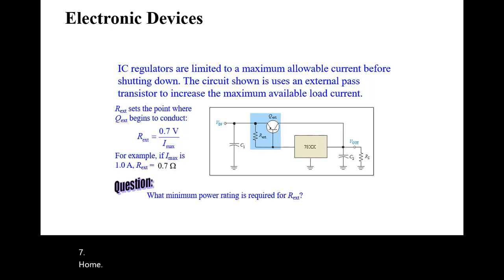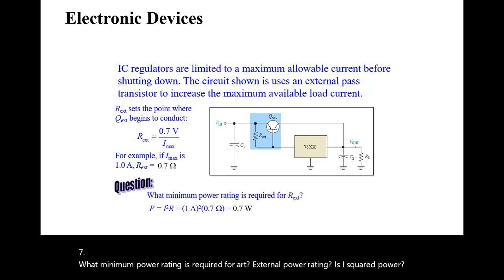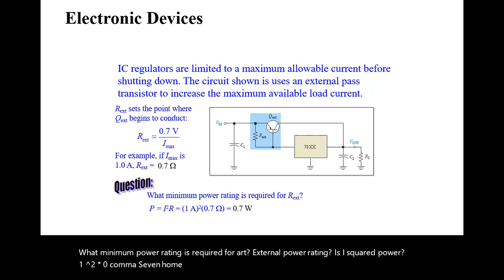What minimum power rating is required for R external? Power rating is I squared R, 1 squared multiplied by 0.7 ohm, and that gives me 0.7 watt.